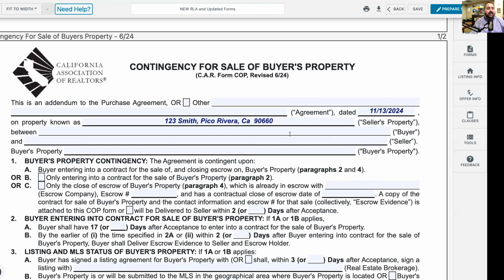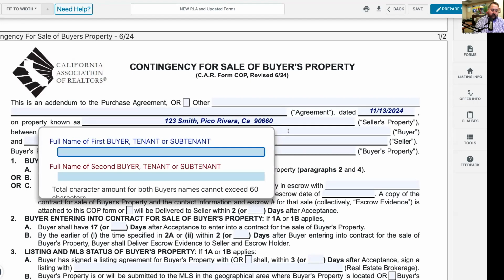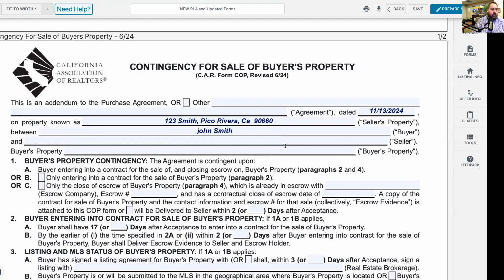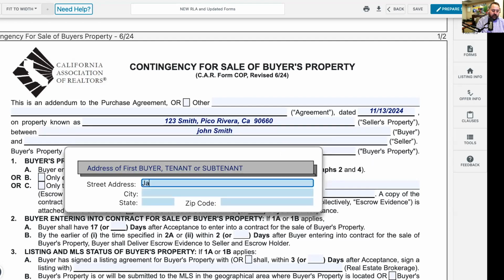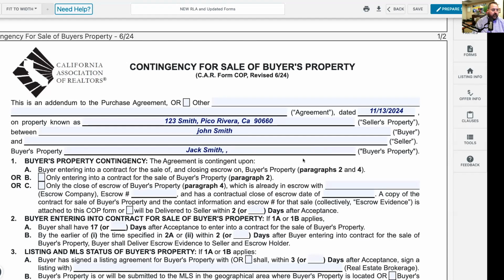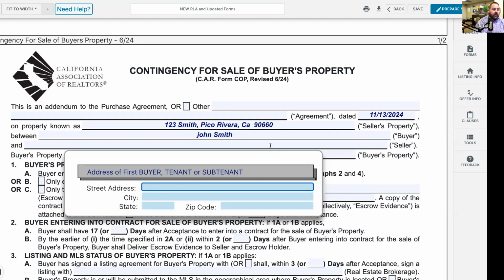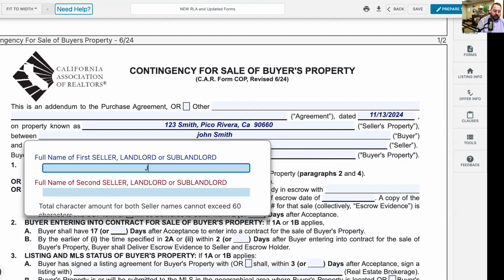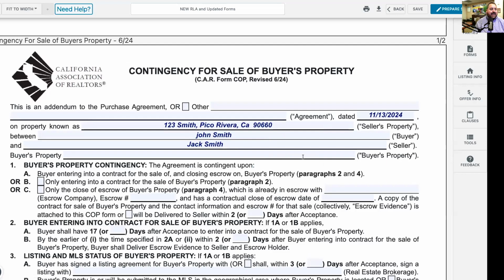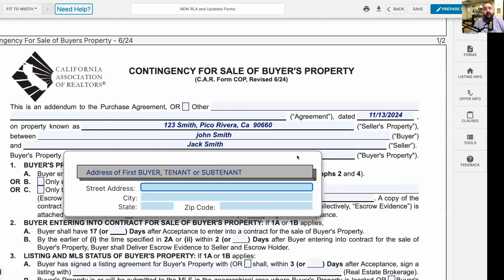Okay. This is between buyer and seller. So whatever the buyer's name is and whatever the seller's name is, right? We want to make sure. Oops, I don't need addresses. Sorry. I'm doing horrible as far as typing goes today. The seller's name goes there, right? And this is the buyer's property. This is the property that the buyer is going to sell.